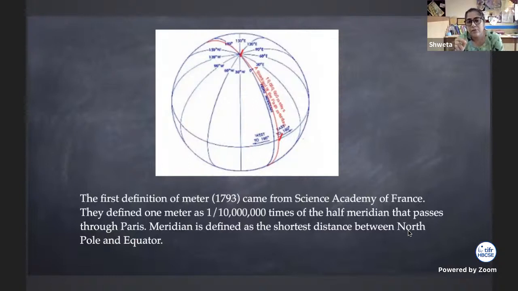And so basically what they did is take the half distance. This is the half distance. Meridian is the full distance. So what they basically did is they took 1 upon 1 crore times of this half meridian distance and decided it as a meter. But how do you do that?